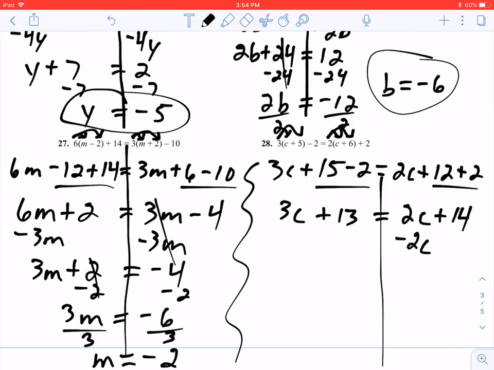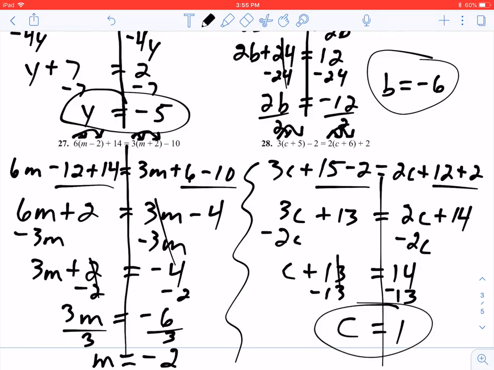Now we're going to move our like terms together. c plus 13 equals 14. We're going to subtract 13 from both sides, and we get c equals 1. And there's the final answer for that one.